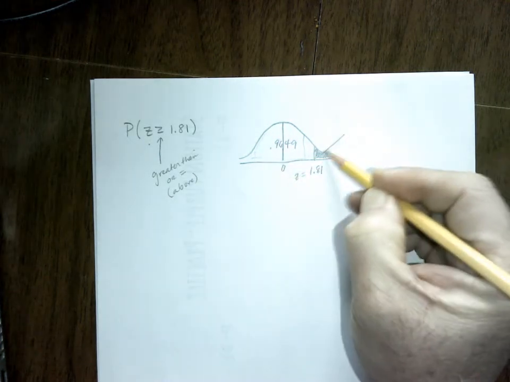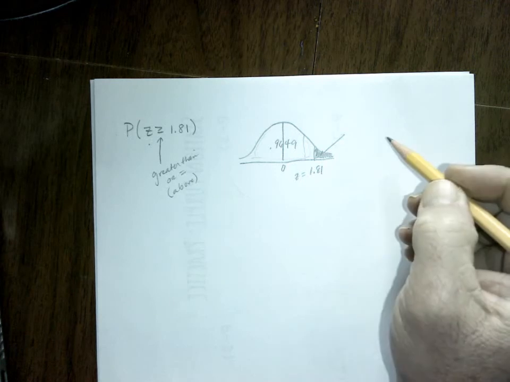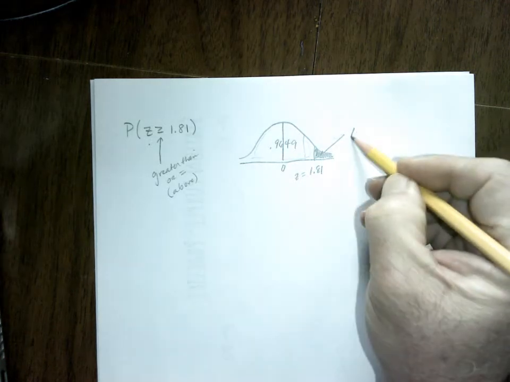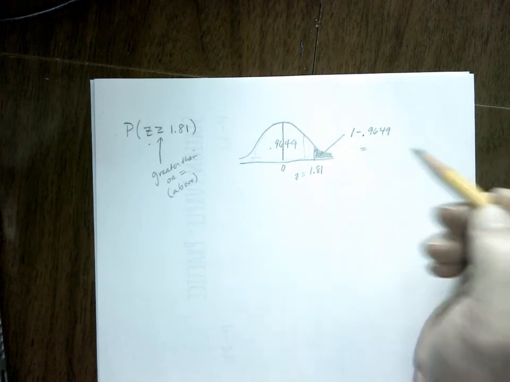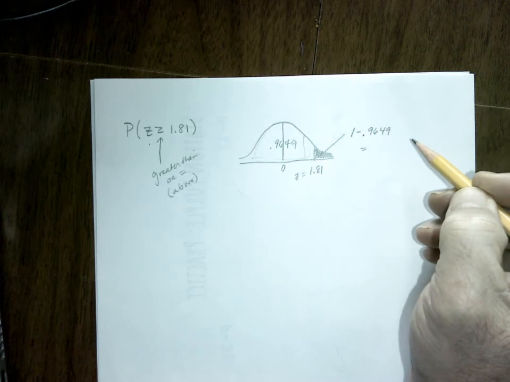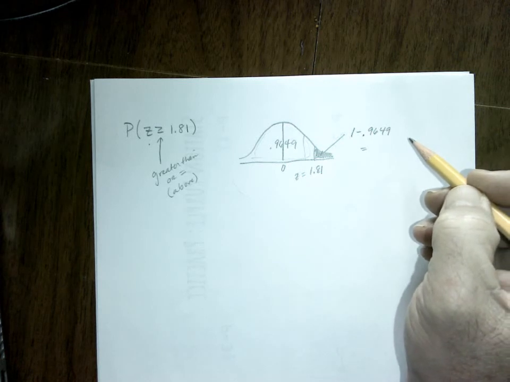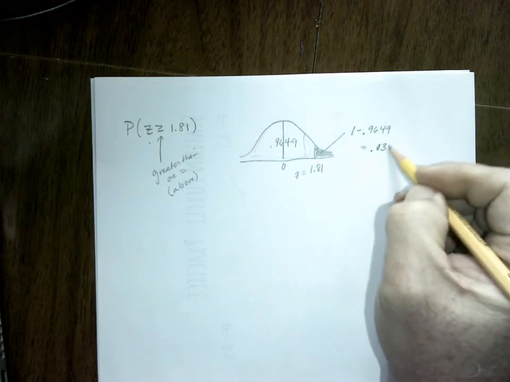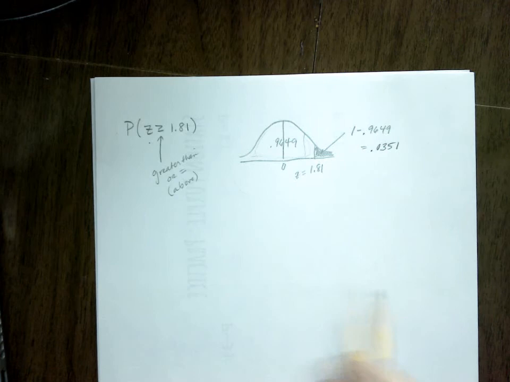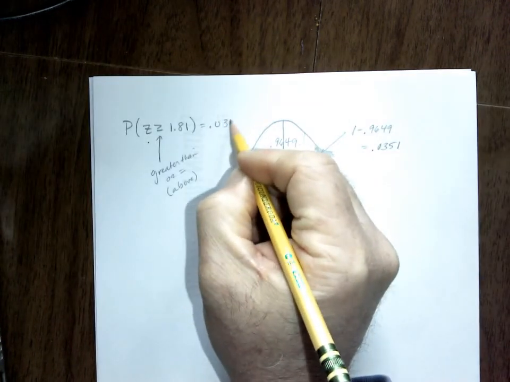I want this area. Well, we know the total area under the whole curve is 100%, so 1 minus 0.9649 will give me what I want. It's what's left over from 100%, and 100% is the same thing as 1 when we're in decimal form. So let's see here. If I take 1 minus 0.9649, I get 0.0351. And that's the answer. The answer to this is 0.0351.